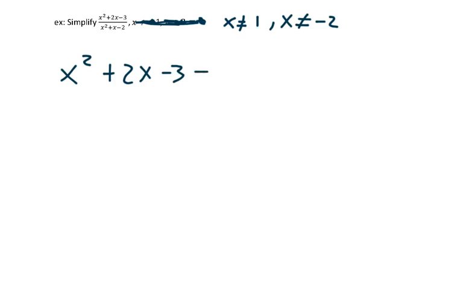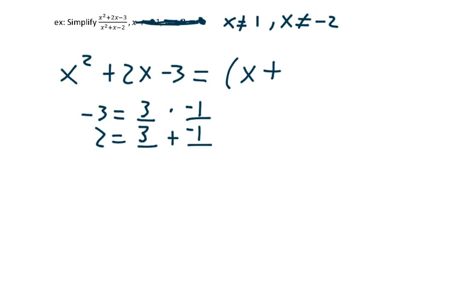So to factor this, we want two numbers whose product is negative 3 and whose sum is 1. What numbers are going to pull that off? Hopefully it's easy to see. You get 3 and negative 1. And so we get x plus 3 times x minus 1.